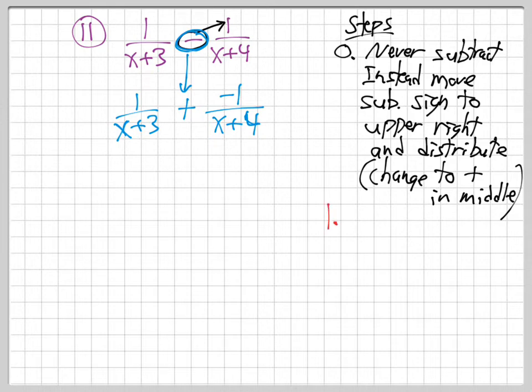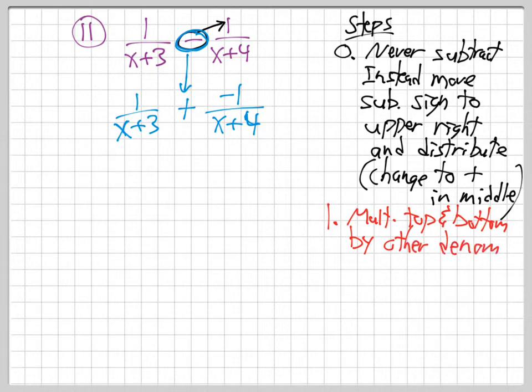Step 1. Now we have to add those two fractions together, don't we? So how are we going to add those two fractions together? Find a common denominator. Yeah, but here's how you do it. You multiply top and bottom by the other denominator.